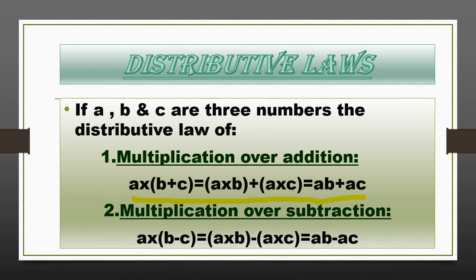And multiplication over subtraction is A multiplied by (B minus C) is equal to (A multiplied by B) minus (A multiplied by C), which is equal to AB minus AC.